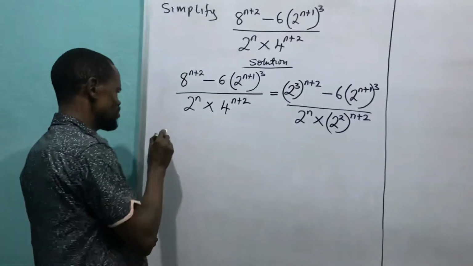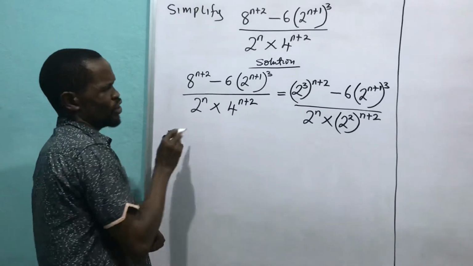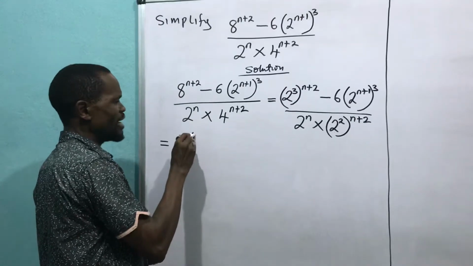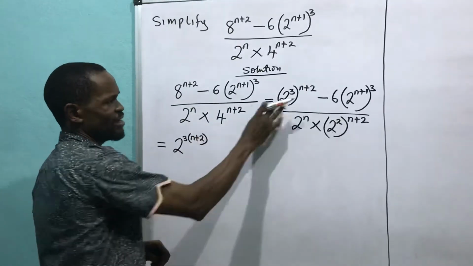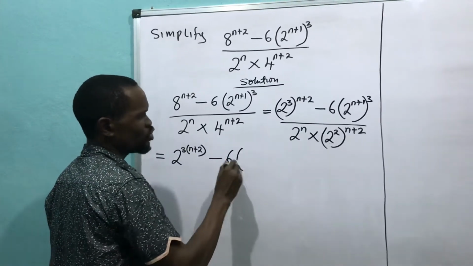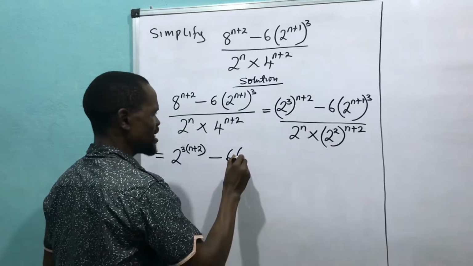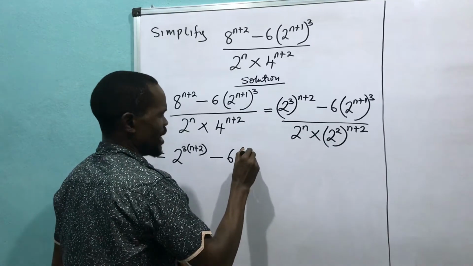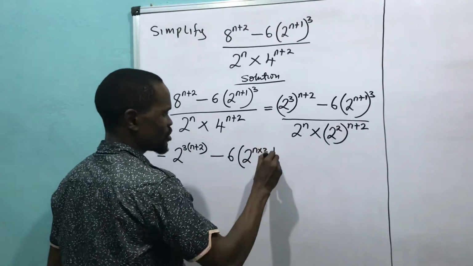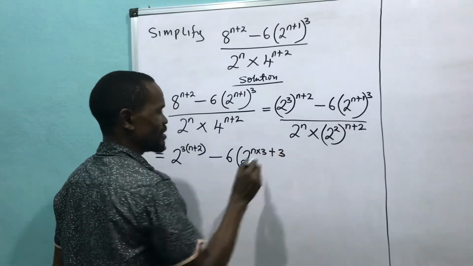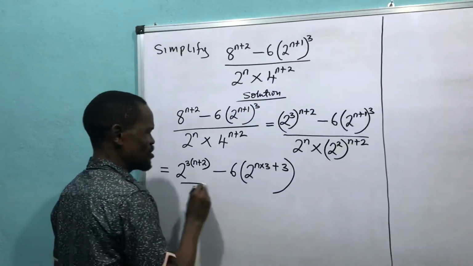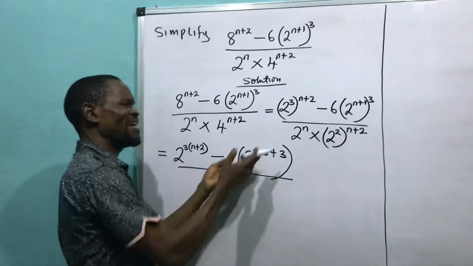My journey starts. I have 2^(3(n+2)). You remember, I can write it like this: minus 6 into, opening the bracket on this, I will have 2^(3n+3). Somebody will ask, how did I get this? Someone will begin to ask, how did this get this?